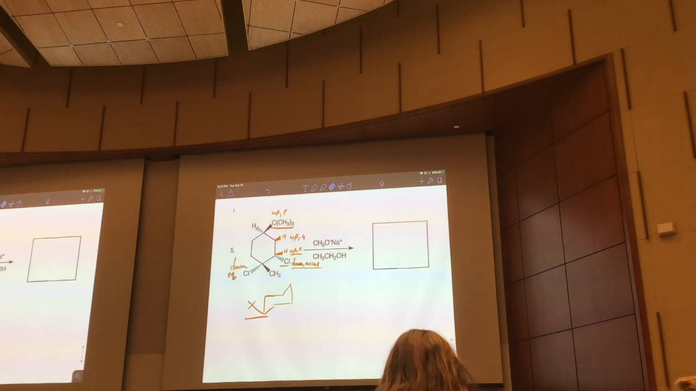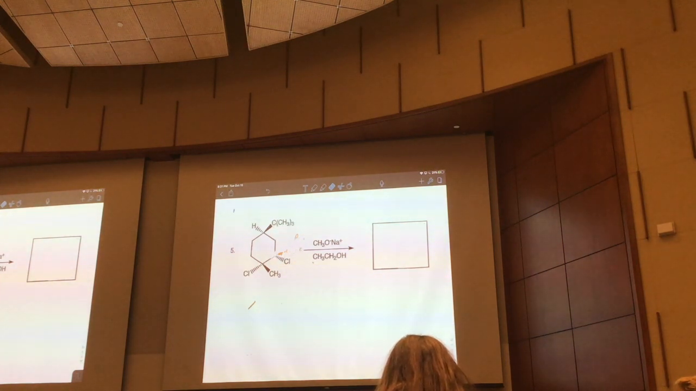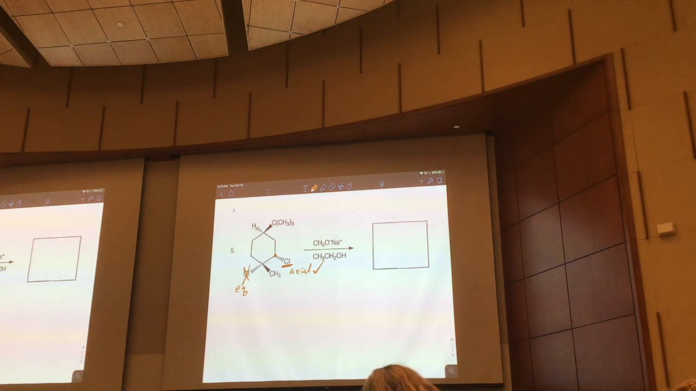So we know only one of these is really going to eliminate. I'm going to erase all this garbage. So now we know this is the chlorine we're after. This is not the chlorine we're after, because this is equatorial, this is axial. That's what we want. We want it to be axial. So now we have that axial chlorine. We need to find a hydrogen on an adjacent carbon that is trans and also axial, trans-diaxial. We need to fulfill both of those requirements.